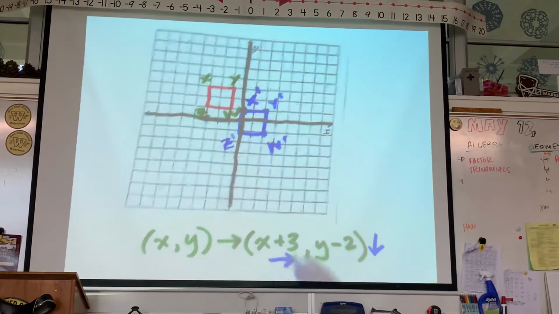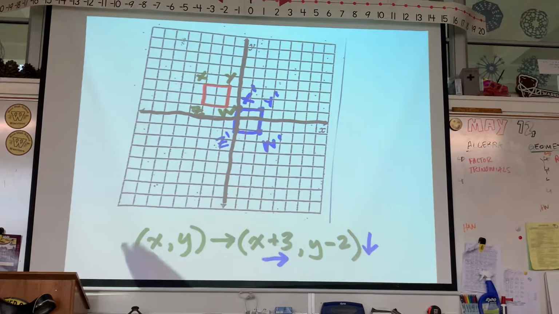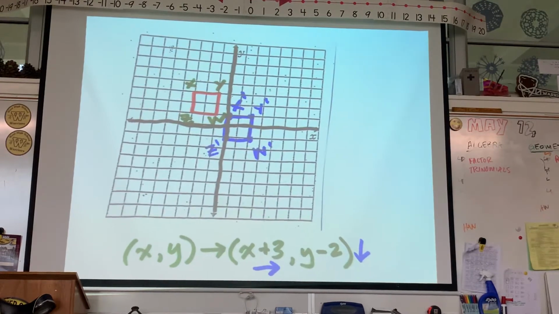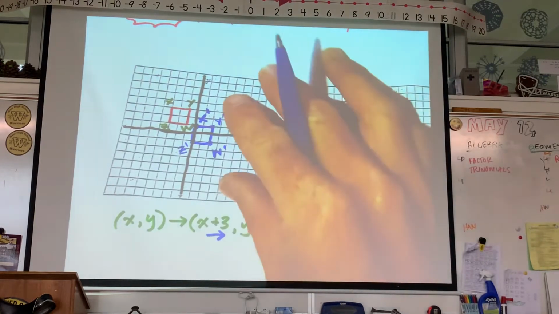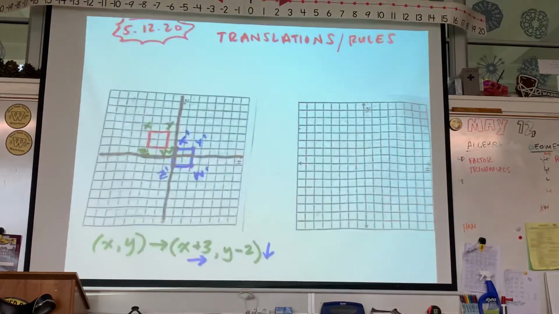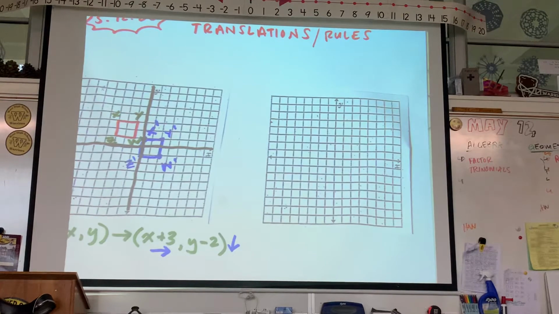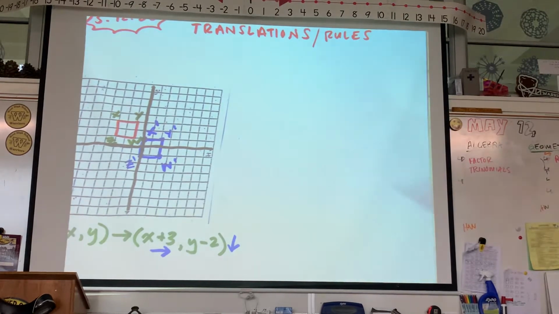Alrighty? And this is the translation rule. This is just how it is. This is how we set it up. This is what we're following. Let's do another one. We'll use this one. Alrighty.